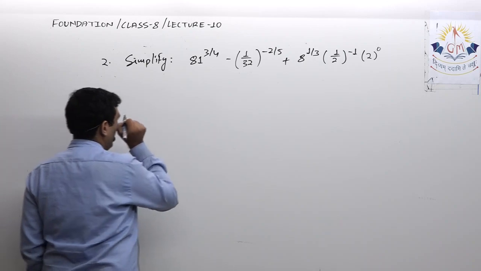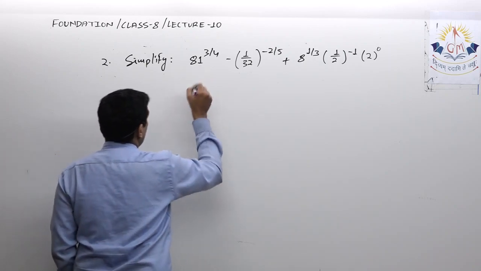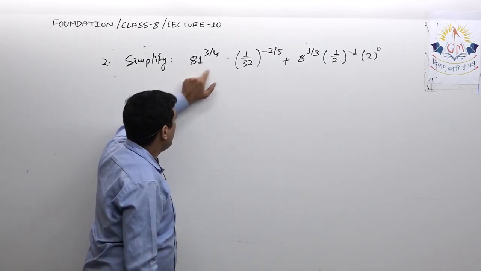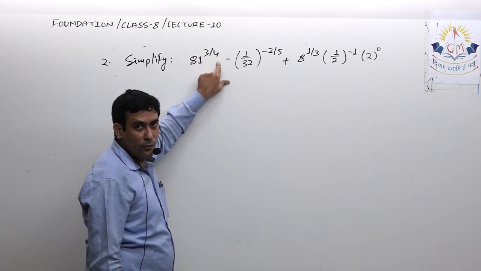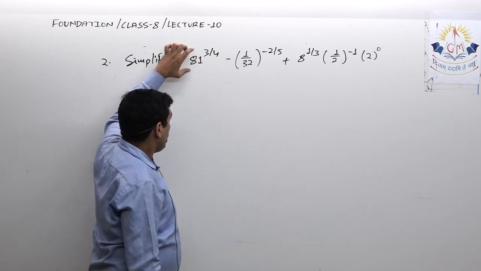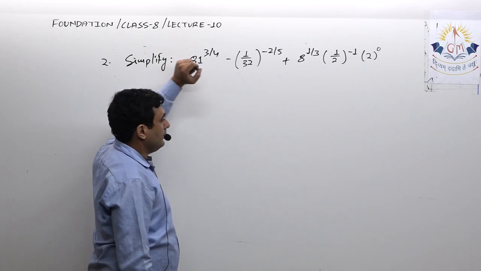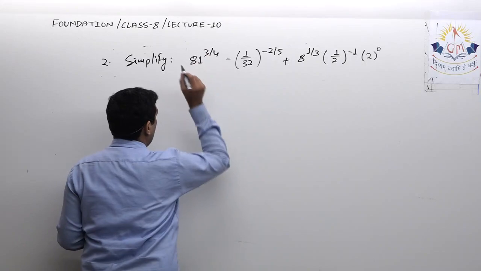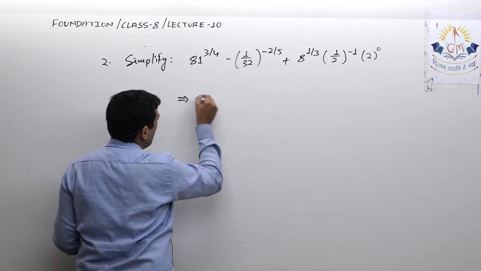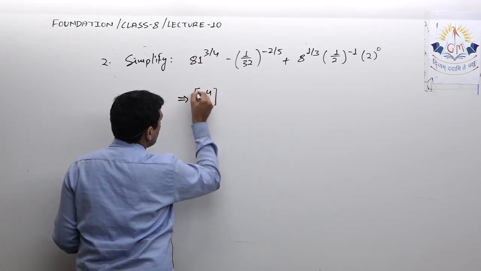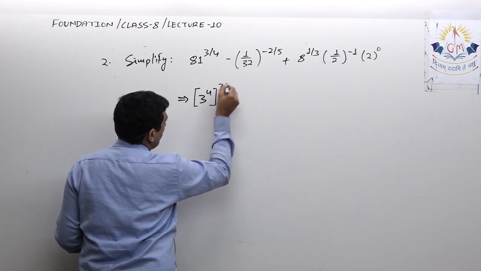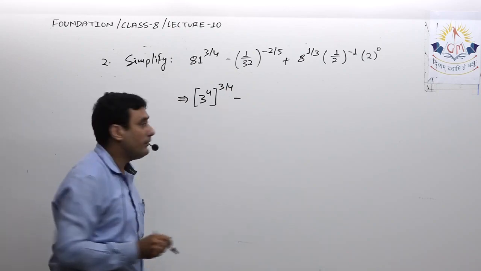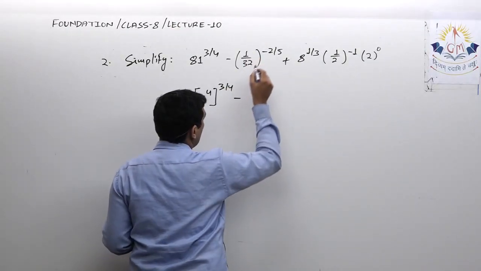Okay, so let us see how to simplify this. 81 raised to 3 by 4. As I told you in the previous lecture, here it is 81, here the denominator of the power is 4. It means it is possible to write 81 in terms of something raised to 4. Definitely. So here 81 is actually 3 raised to 4, and this 3 by 4 as it is, minus 1 by 32 raised to minus 2 by 5. So this is 1 upon 32 again.